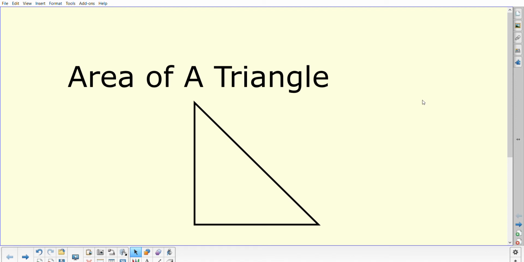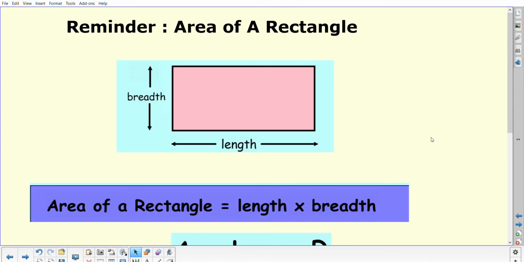So in this video we're going to have a look at how we can work out the area of a triangle. We'll start by reminding ourselves a wee bit about the area of a rectangle and the formula that we use for that.